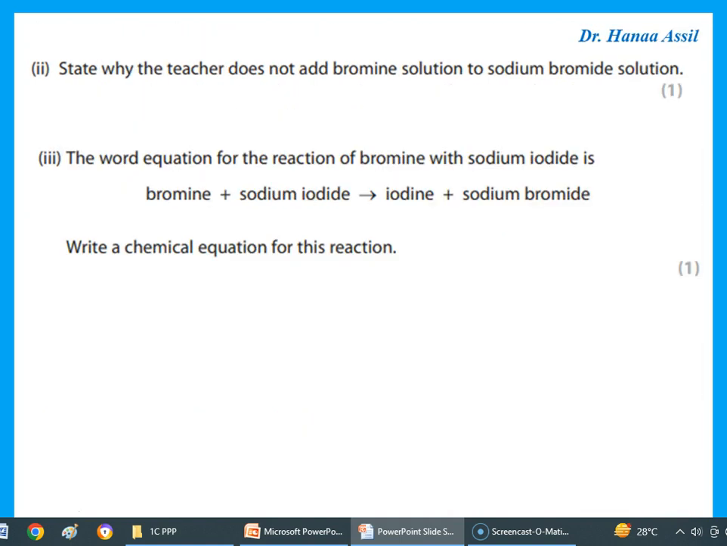Okay. Then he says, state why the teacher does not add bromine to sodium bromide. Of course, we don't add bromine to sodium bromide or chlorine to sodium chloride.